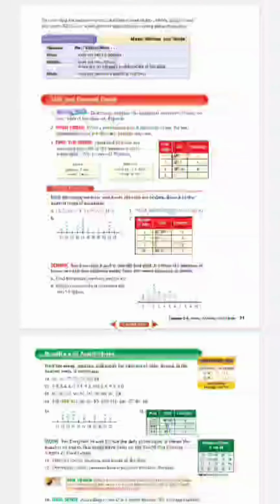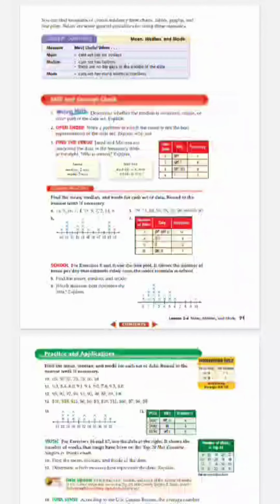Skill and concept check. 1. Reading math. Determine whether the median is sometimes an average or neither part of the data set. Explain. 2. Open-ended. Write a problem in which the mean is not the best representation of the data set. Explain why not. 3. Find the error. Jared and Marissa are analyzing the data in the frequency table. Who is correct? Explain.